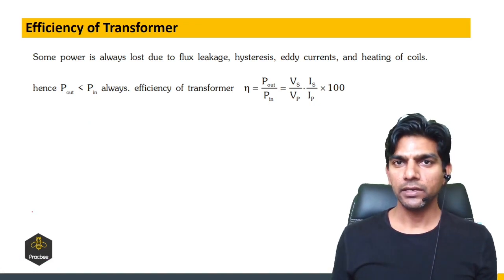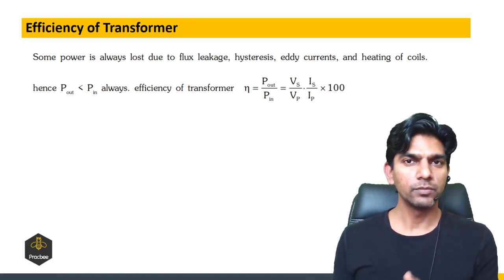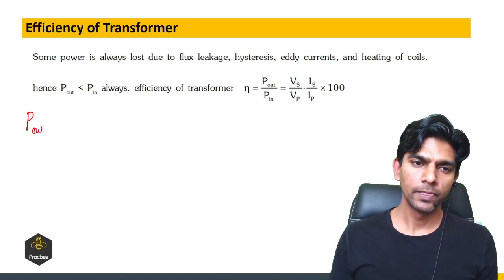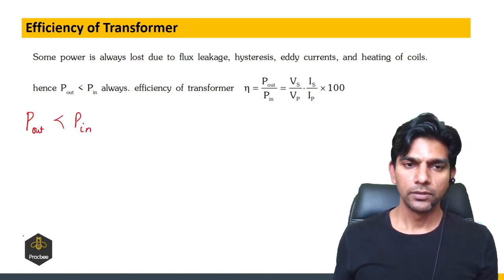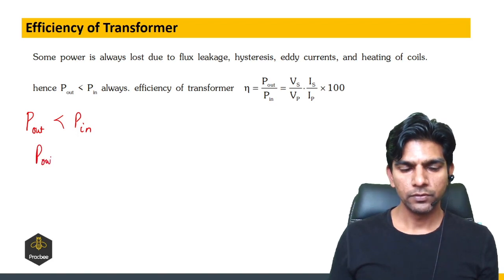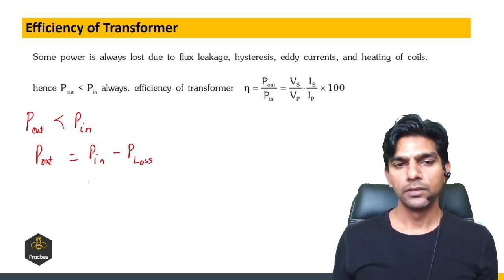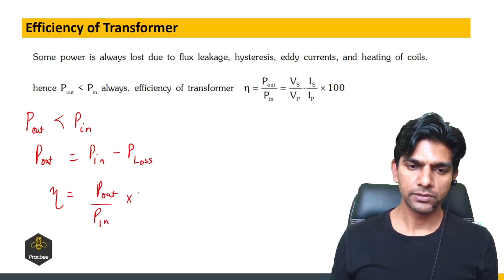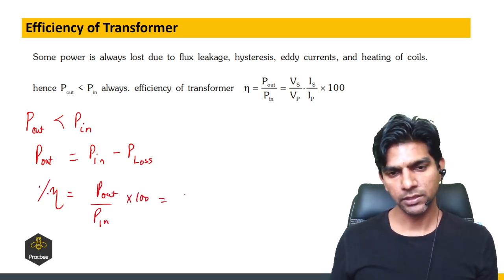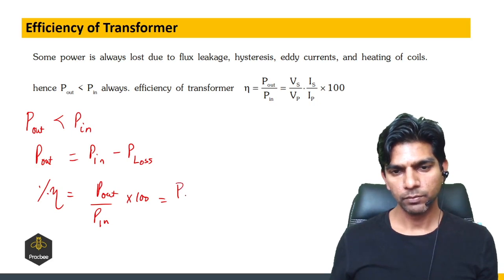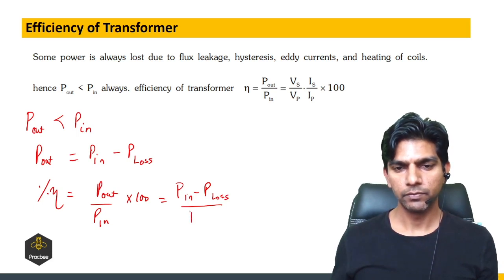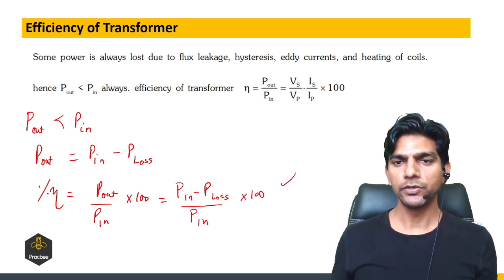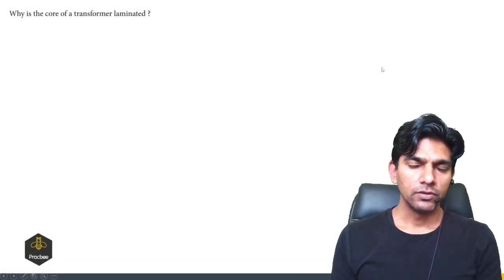Now, suppose we have a real transformer which has some losses, then we can say the power output will always be less than the power input. So power output will be power input minus losses, right? Efficiency will be given by power output upon power input times 100. So this is the percentage efficiency. So power output, which is power input minus losses, divided by power input times 100. So we can use this relation. Right, so now let us see some questions.